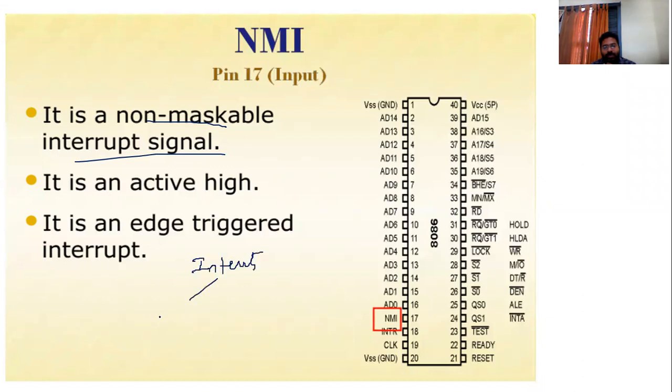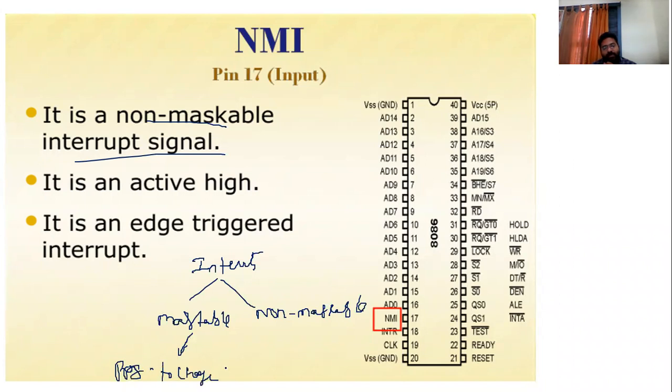Interrupts are of two types: maskable and non-maskable. Maskable means that you can change the operation by writing a program, but for non-maskable interrupts that is not possible. Interrupts are two types: maskable interrupts and the non-maskable interrupts.